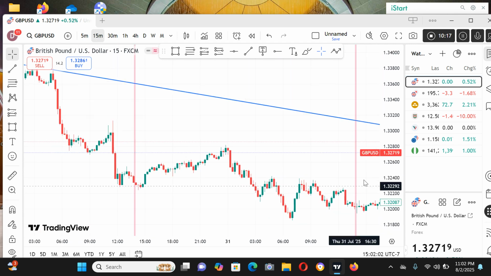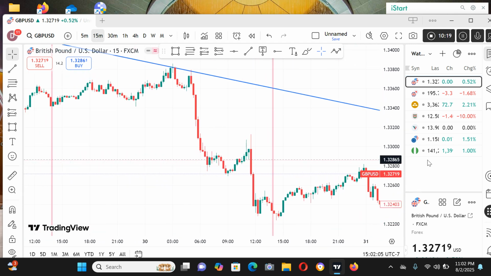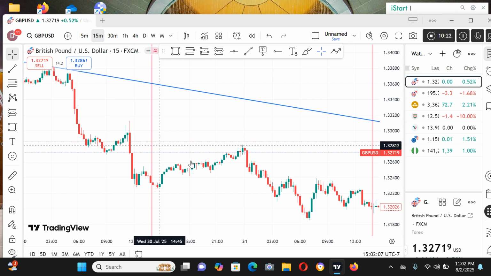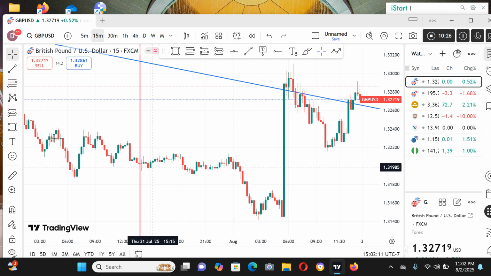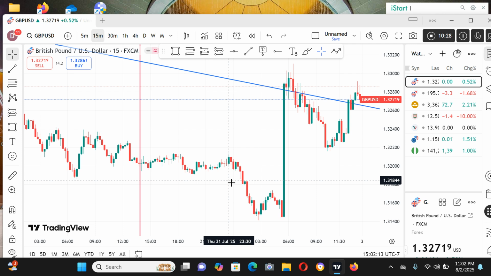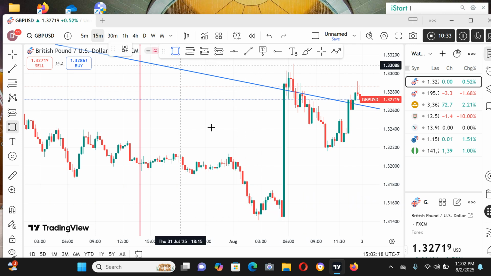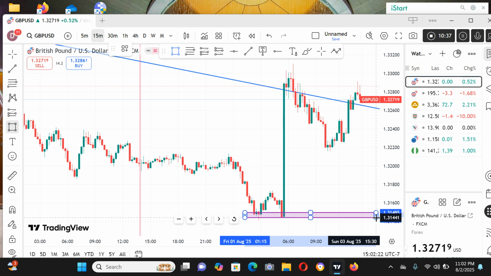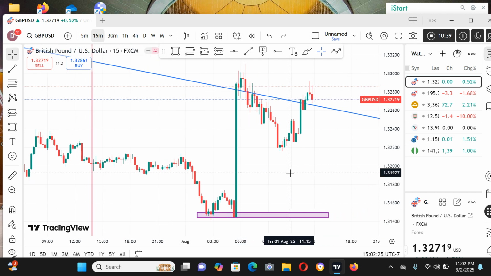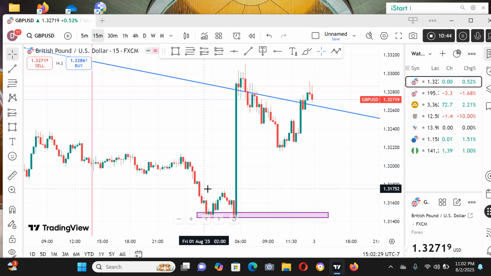So from here, we can say that our aggressive move is this one. This aggressive move from there down to here is considered as the aggressive move. So we'll be targeting this level. Because this one is our aggressive move, this one is the correctional move.